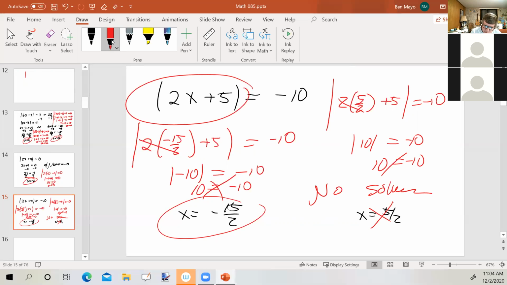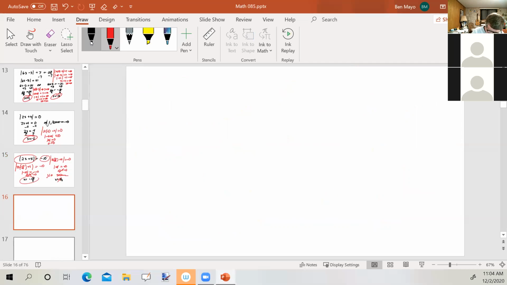All right. Anytime you've got an absolute value set equal to a negative number, you're not going to get solutions that work because absolute value can't be negative. It's always positive or 0. Okay. One more example here.